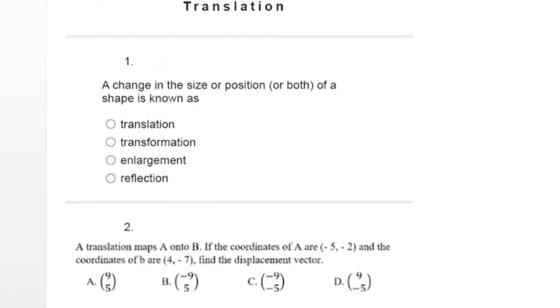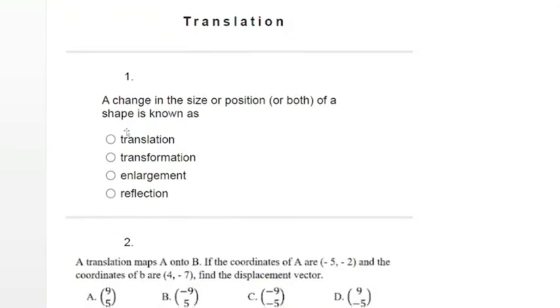A change in the size or position or both of a shape is known as: A. Translation, B. Transformation, C. Enlargement, and D. Reflection. So the correct answer is transformation. So that is option B.